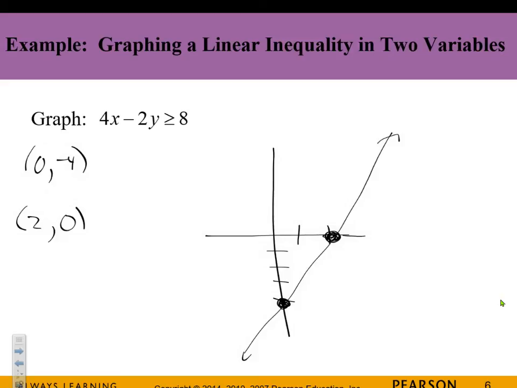Now, you're shading because it's not in that y equals form. The easiest thing to always do here is to check 0, 0. If that's 0 and that's 0, that's gone. Is 0 bigger than 8? No. So I don't shade this side, I shade the bottom of it.